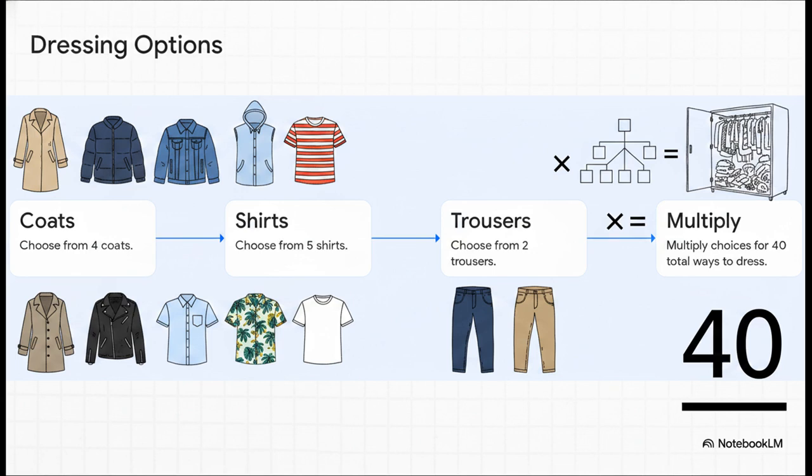Well, this is where combinations come to the rescue. You simply multiply the independent choices together. 4 times 5 times 2 gives us 40 total unique ways for him to dress. What seems like a chaotic closet is actually a perfectly ordered mathematical multiplication.